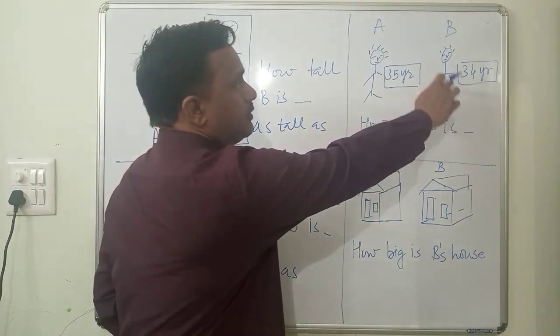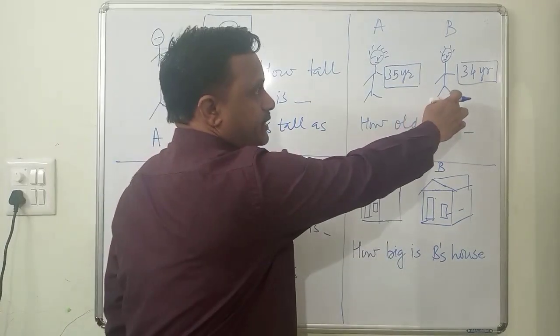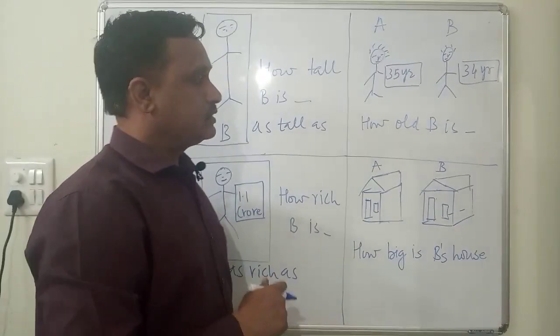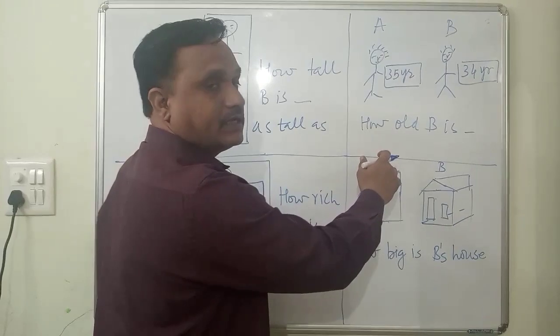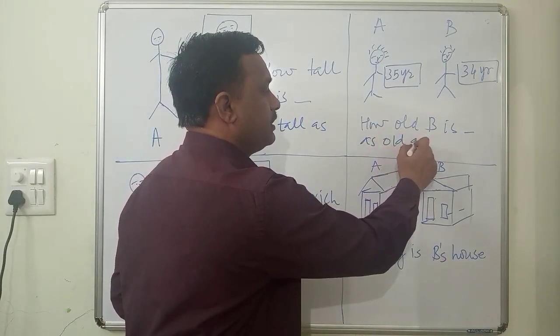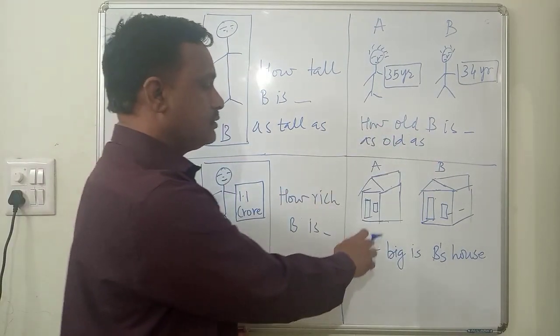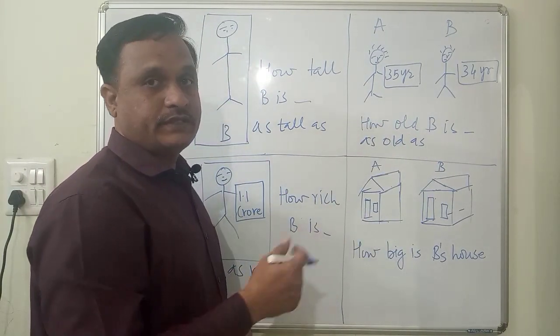Now here you wanted to know how old B is. So here A is 35 years old and I know that B is 34 years old. So I can say B is as old as A.